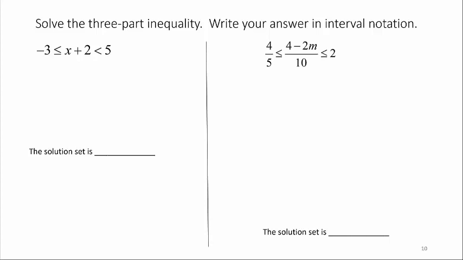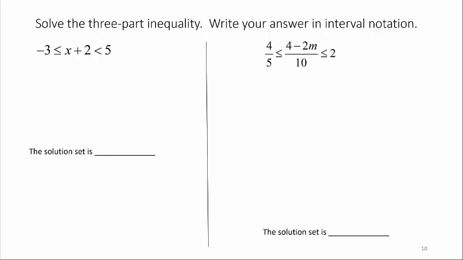We're going to solve three-part inequalities and write our answer in interval notation. So with this first example, -3 less than or equal to x plus 2 less than 5. Our goal here is to get x by itself in the middle, sandwiched between a couple of numbers, when we're solving a three-part inequality.